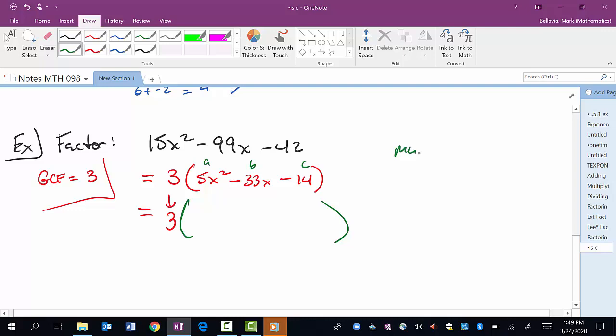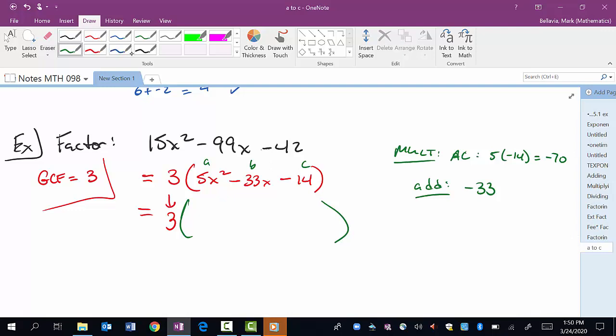So we want things that multiply to A times C, which is 5 times negative 14, which equals negative 70. And you want things that add to whatever B is, the middle coefficient, which is negative 33. So we want to find numbers that do that. It may not be obvious. It might be challenging to come up with these numbers. I mean, you have to try your multiplication facts. You have to think about how to find factors for a number.